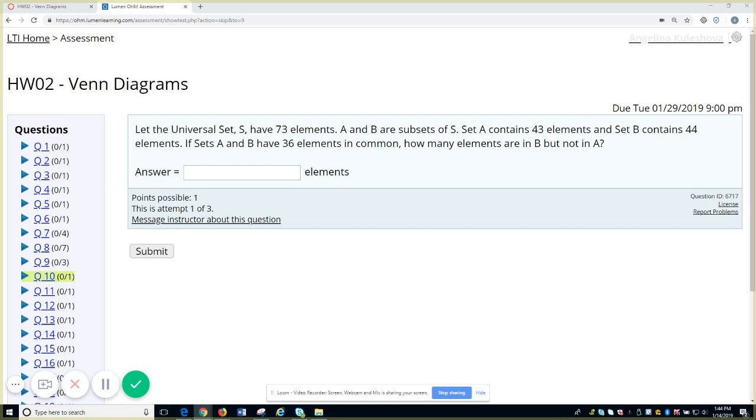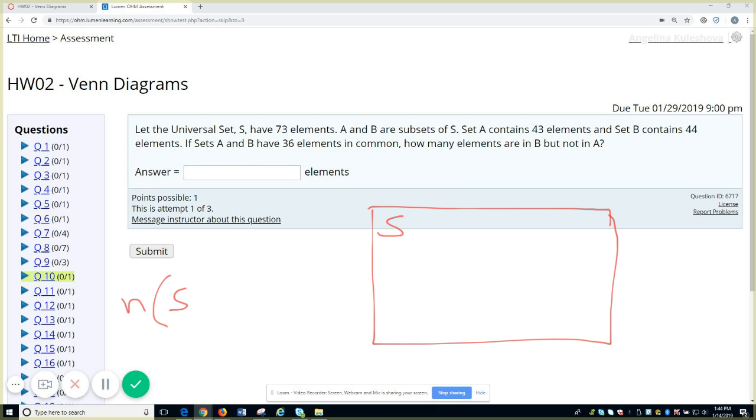All right, so we have a universal set, and in this problem, it's labeled S. And so the cardinality of S is 73 elements. So that's the total number of elements in the universal set. Now, this set has two subsets, A and B. This is A, this is B.